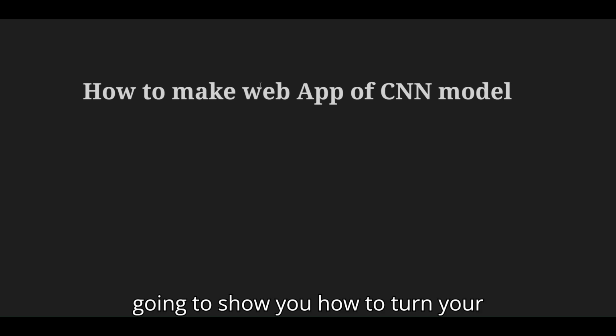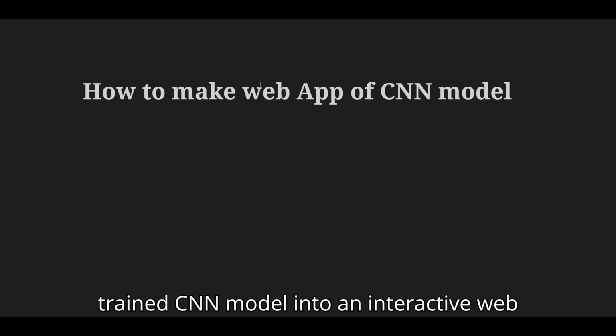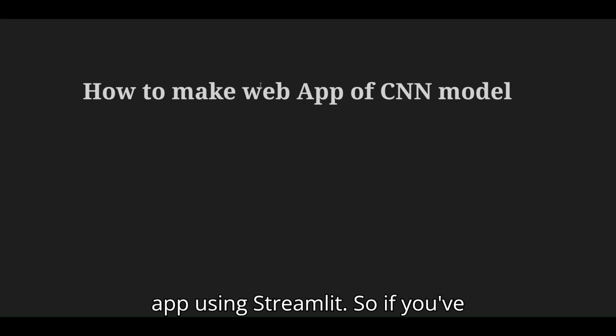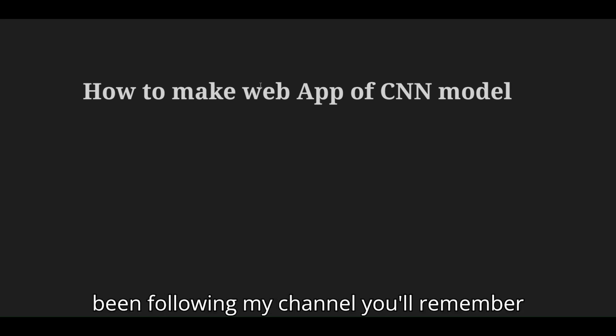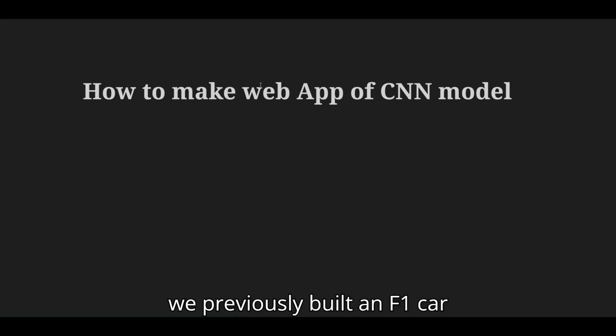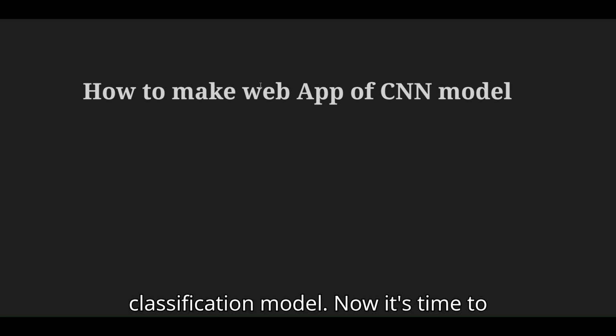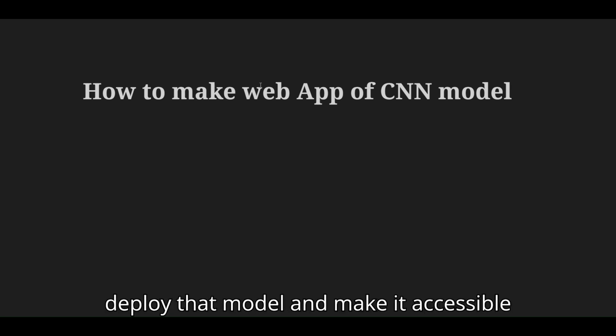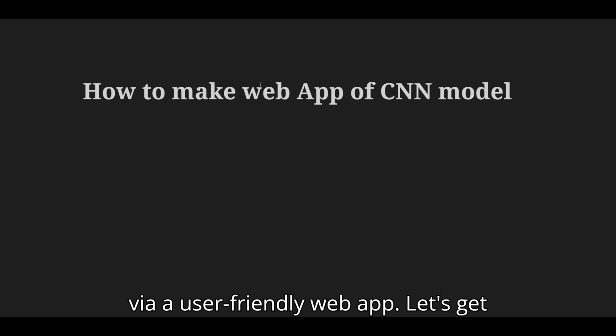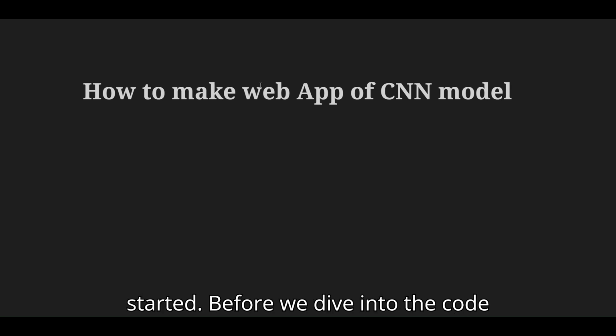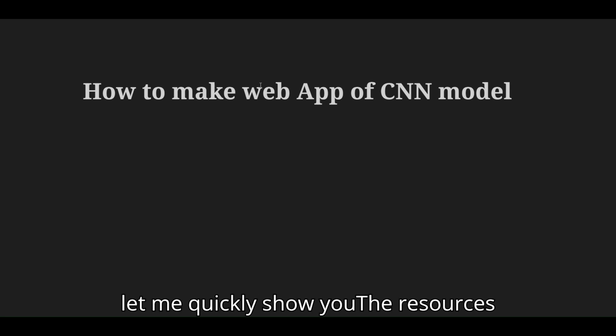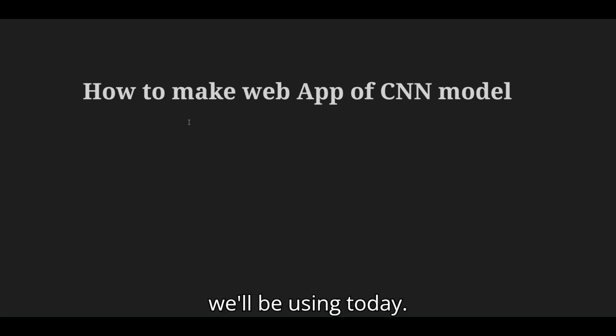to show you how to turn your trained CNN model into an interactive web app using Streamlit. So if you've been following my channel, you'll remember we previously built an F1 car classification model. Now it's time to deploy that model and make it accessible via a user-friendly web app. Let's get started. Before we dive into the code, let me quickly show you the resources we'll be using today.